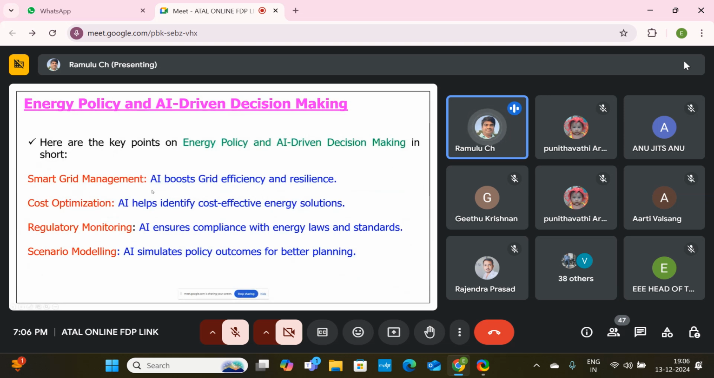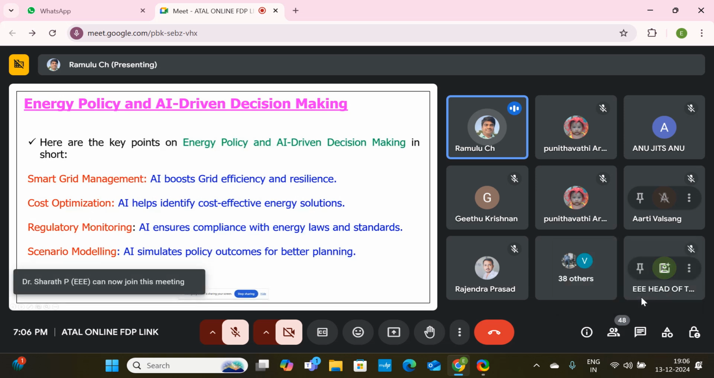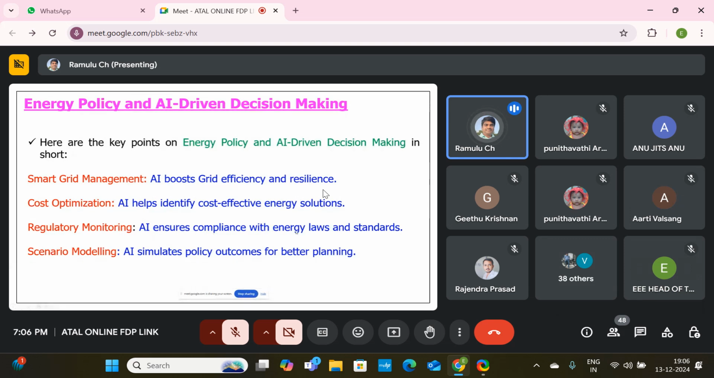Next, smart grid management. AI boosts grid efficiency, resiliency and cost optimization. How does cost optimization work? AI helps identify cost-effective energy solutions. Then regulatory monitoring. How is it done? AI ensures compliance with energy laws and standards by adapting.